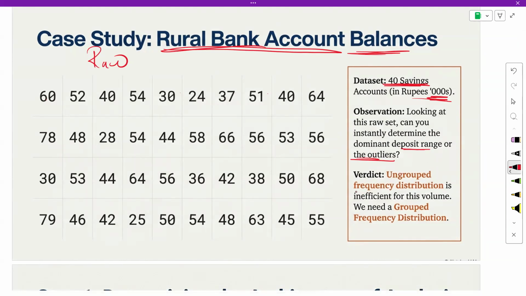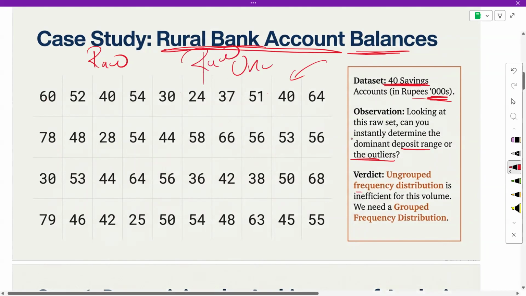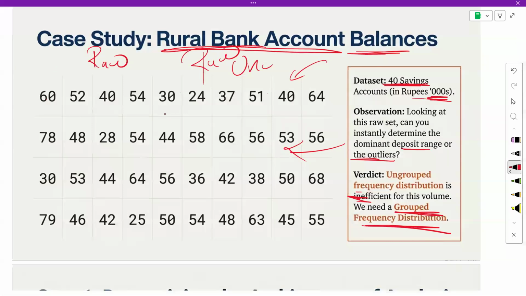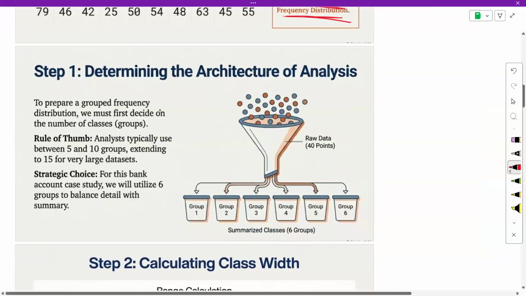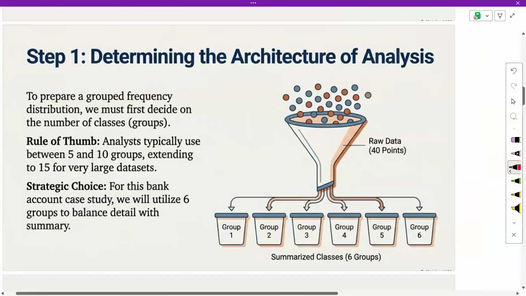So, verdict: ungrouped frequency. This is ungrouped data, ungrouped as well as in raw form. In raw form, an ungrouped frequency distribution is inefficient. So this data set is inefficient for this volume. We need to group. We need a grouped frequency distribution. Now the next step is to make this raw data set into a grouped data set. A grouped data set is somewhat organized. Right. What are the steps we have to follow to group the data set?